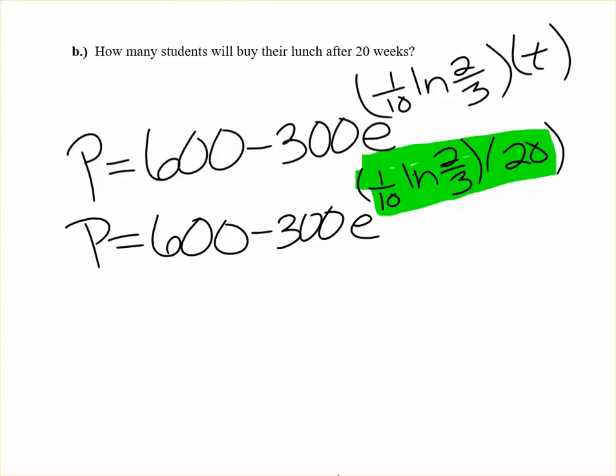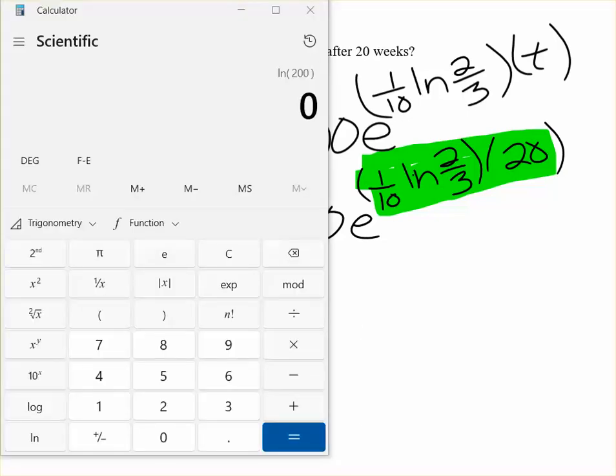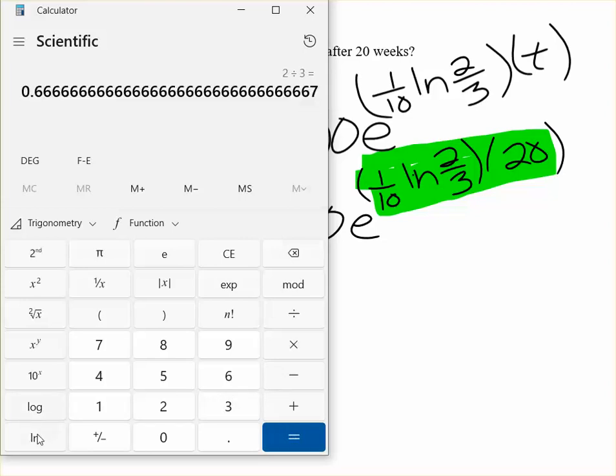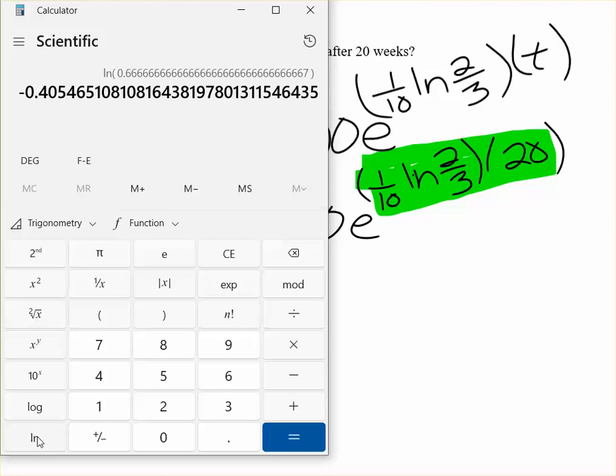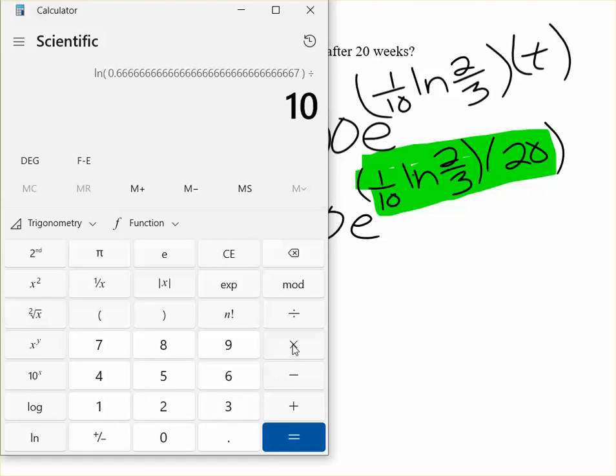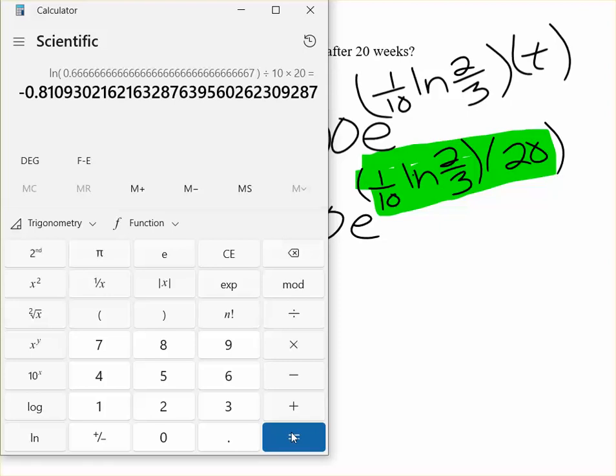So I'm going to work on evaluating that exponent part first. On my calculator, if I want to find the natural log of 2/3, I have to start with 2 divided by 3. And then I'm going to hit natural log. So that is my natural log of 2/3. I'm going to divide that by 10, and then times it by 20. Okay, so that is my exponential part. And I want e to that power.